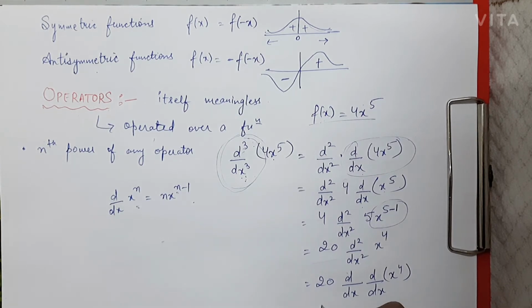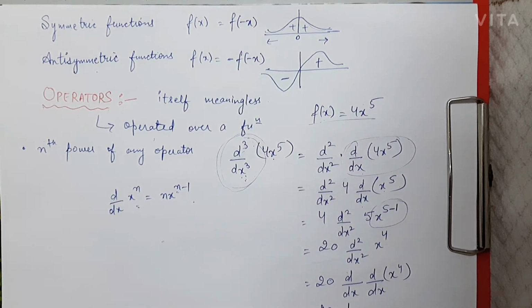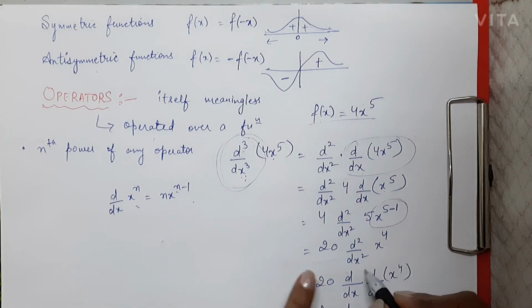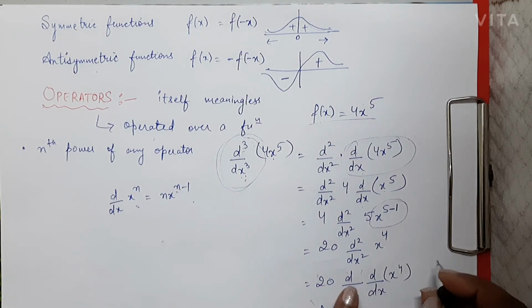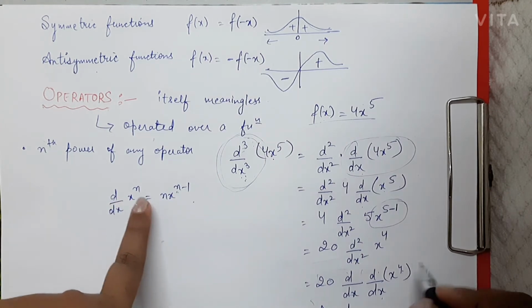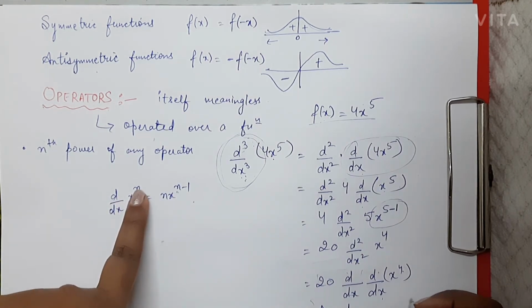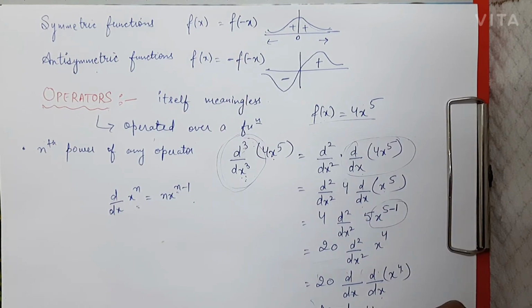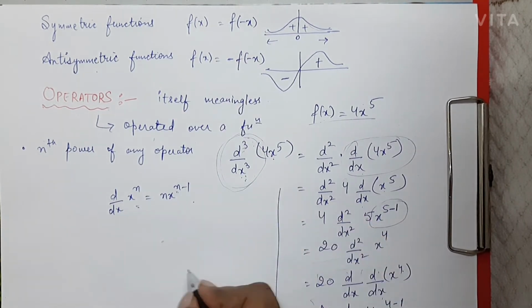Then what we will be getting is 20 is here, d by dx of this part remains as it is. Now d by dx of x to the power 4. Now again using this formula, instead of n we are going to put 4. We will be getting 4 x to the power 4 minus 1. Right? Now I'll be solving this here.